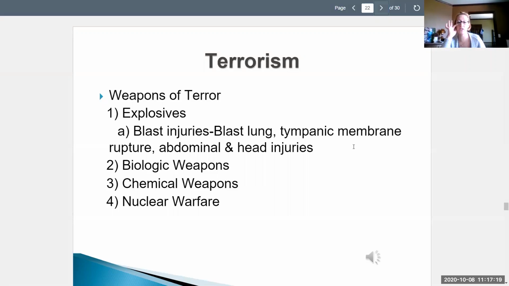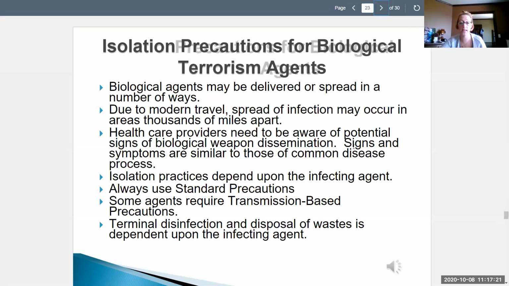So our biological agents may be delivered or spread in a number of ways. And due to modes of travel, spread of infection can occur in areas thousands of miles away. Healthcare providers, we need to be aware of potential signs of biological weapon dissemination. Signs and symptoms are similar to those of common disease processes. So it can be a little scary not knowing that it could potentially be a biological agent. The case that I think of is the anthrax thing, when that was going around, putting it in letters for people. That would be an example of a biological agent.